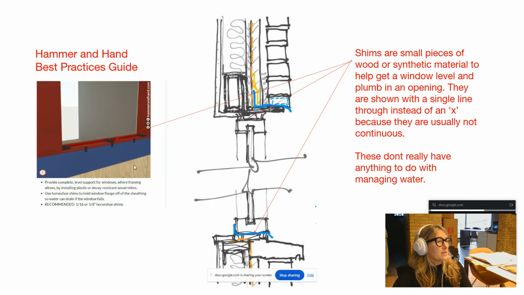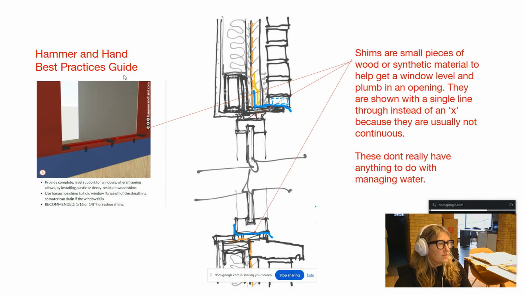Shims are little pieces of either synthetic material or wood that help to level the window when somebody's putting the window in place, or keep the window level or plumb. Sometimes they're shown with an X, but typically they're shown with a single diagonal line because they're not continuous. You can see them in this diagram here.